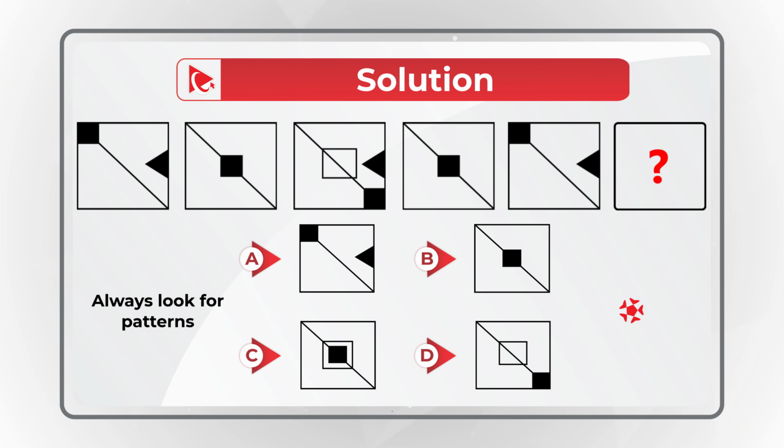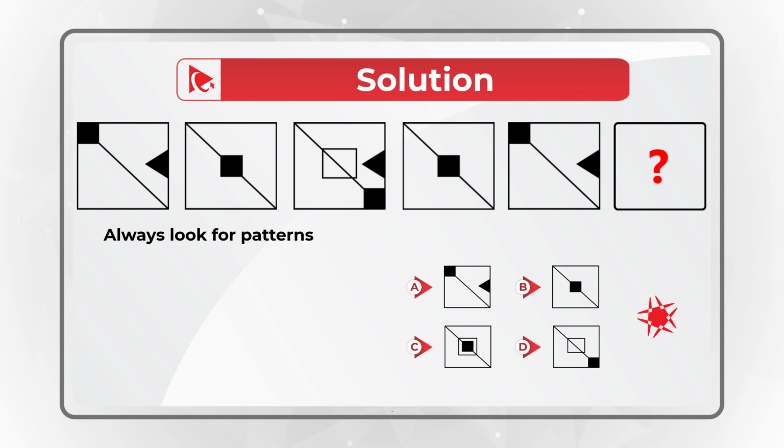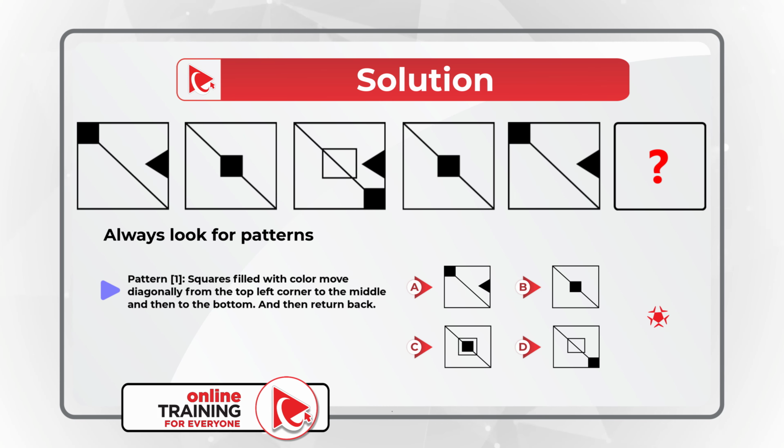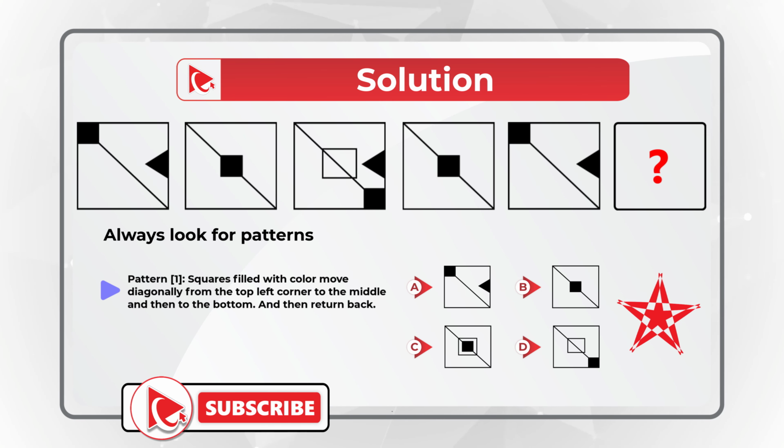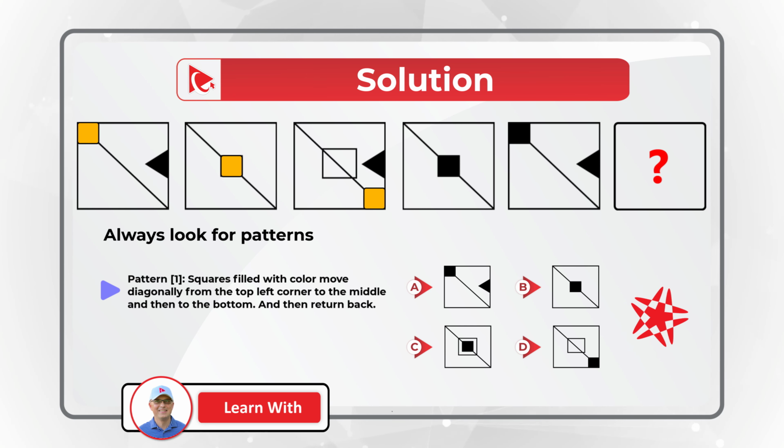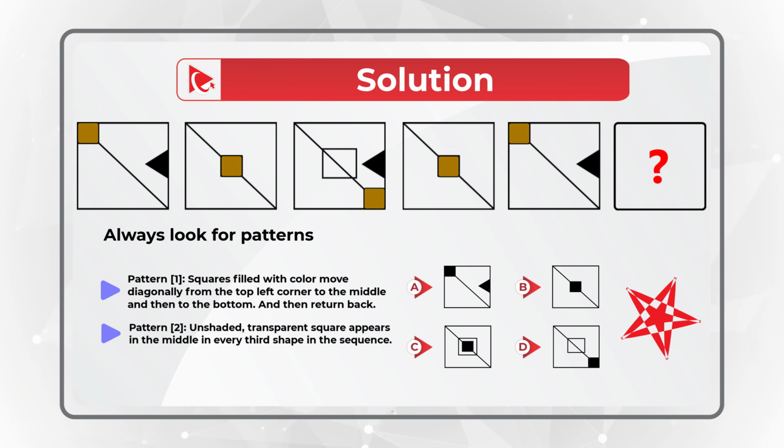If you are a subscriber to this channel, you need to know that you need to always look for patterns. And there are 3 different patterns here in this problem. Let's look at all 3. The first pattern is that squares filled with color move diagonally from the top left corner to the middle and then to the bottom right corner. Then they return back.